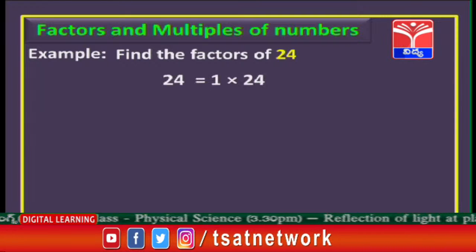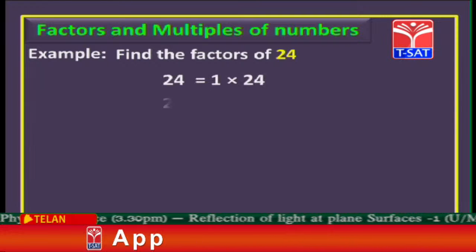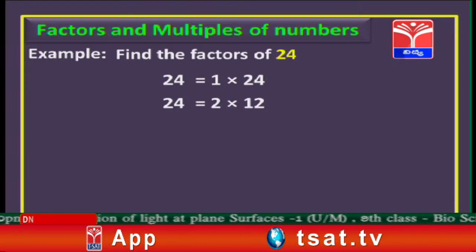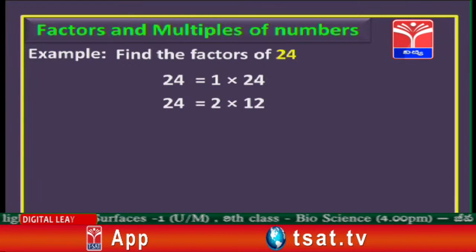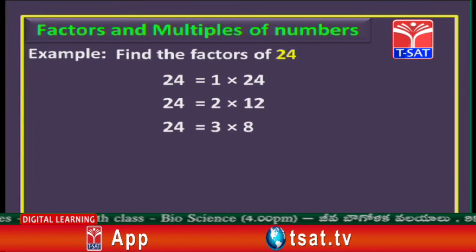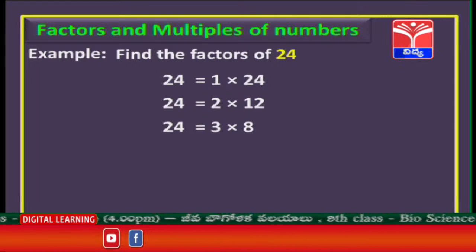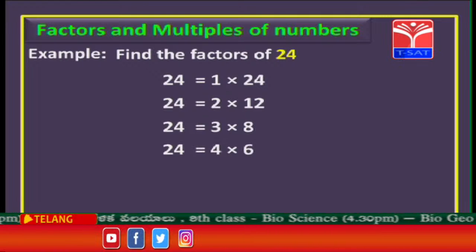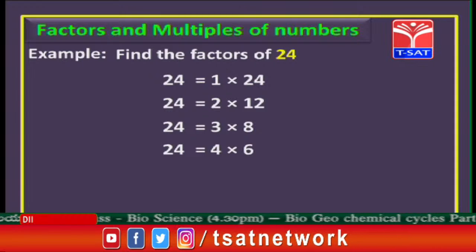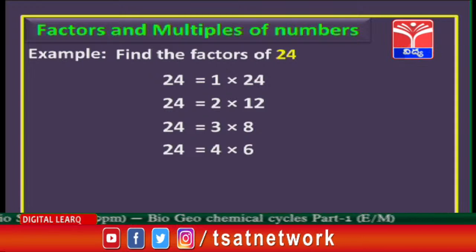So, I can write 24 as 1 into 24 and it can also be written as 2 into 12. Now, can you guess what is the next one, children? You are right, it is written as 3 into 8. Further, I can write 24 as 4 into 6. So, this is how we can write 24 in different ways.